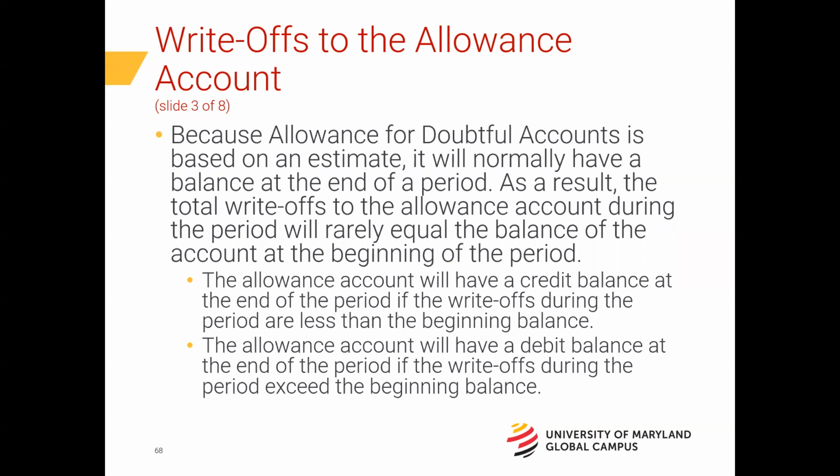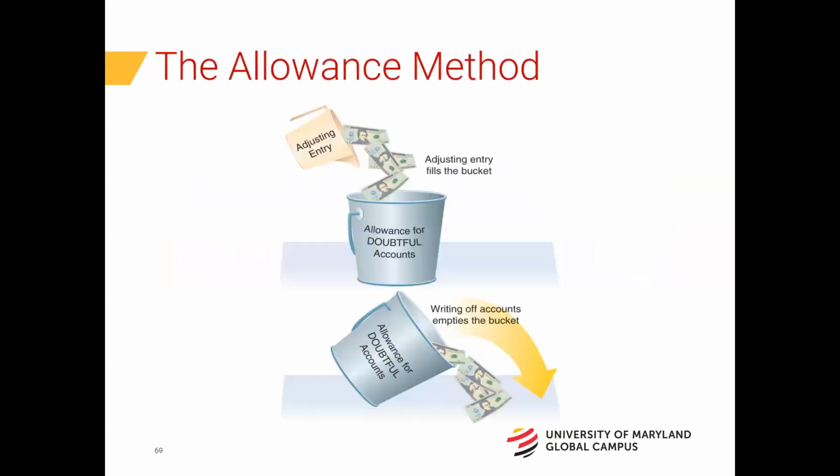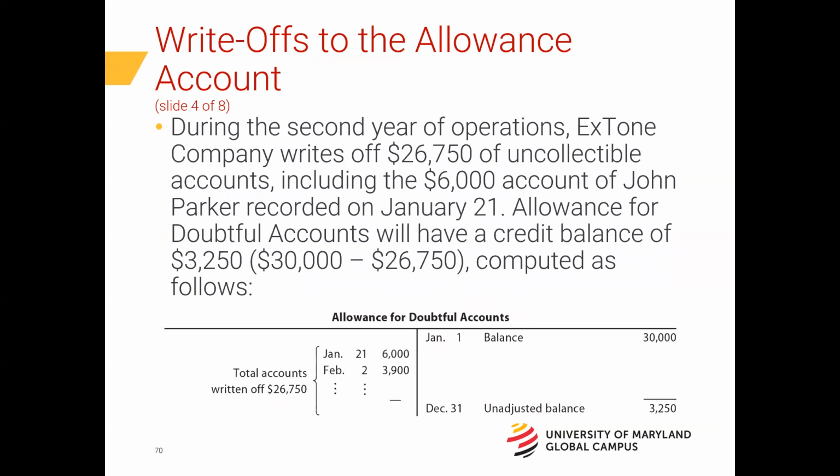The reason why allowance for doubtful accounts, because it's based on an estimate, and when we finally determine that we won't be able to collect it, we debit allowance for doubtful accounts and credit that respective receivable. It's a nice visual representation of that.